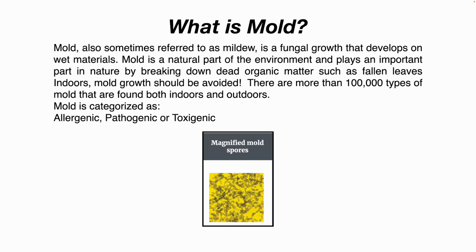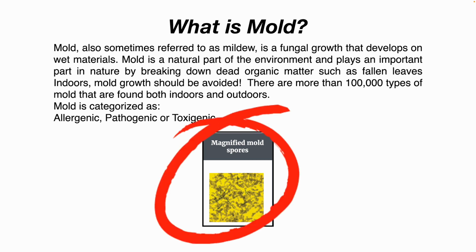There are more than 100,000 types of mold that are found both indoors and outdoors. Wow. Mold is categorized as allergenic, pathogenic, or toxigenic. And here's a magnified mold spores.